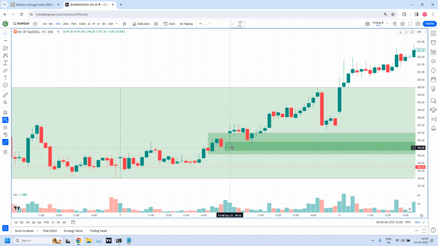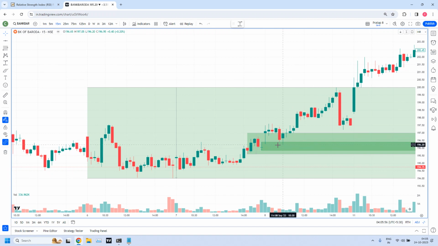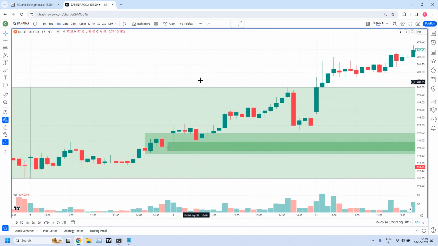But meanwhile, keep an eye on this zone. Okay, what happened to this zone? Is it already tested? Yes, it is already tested. If it is already tested, this zone is invalid. Not only this zone, this entire 75 minutes is also invalid, because inside that 75 minutes time frame, we don't have any other lower time frame zones.